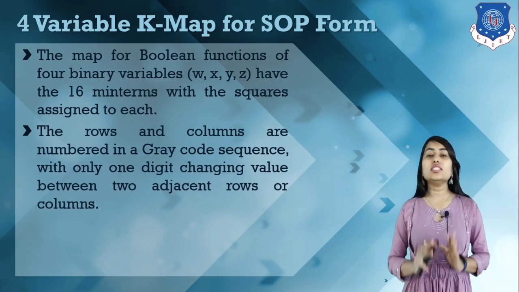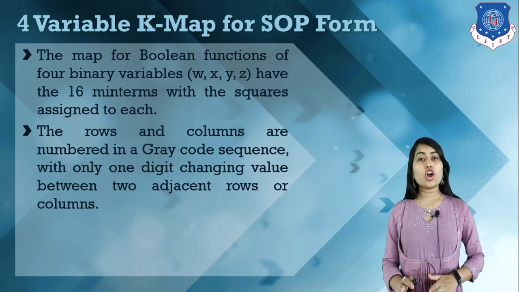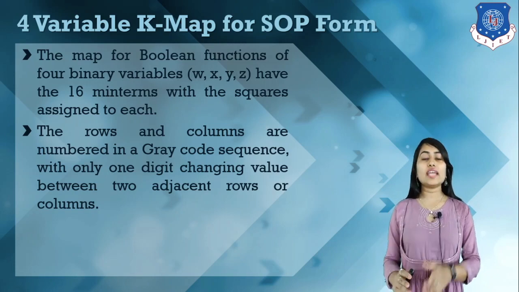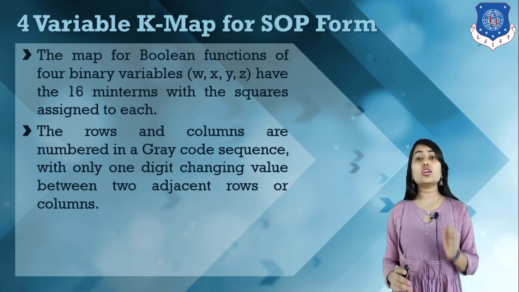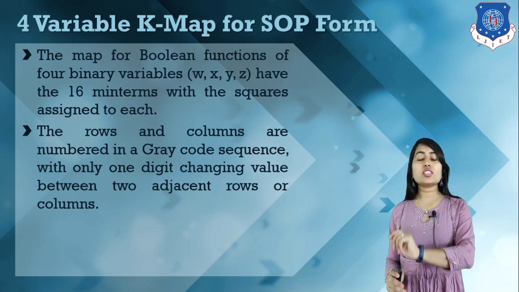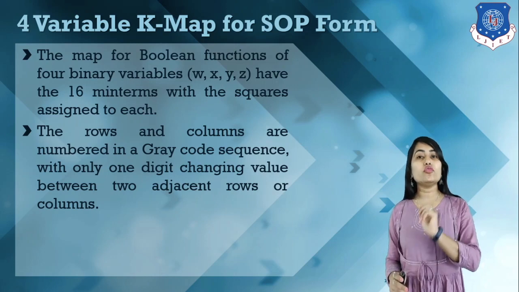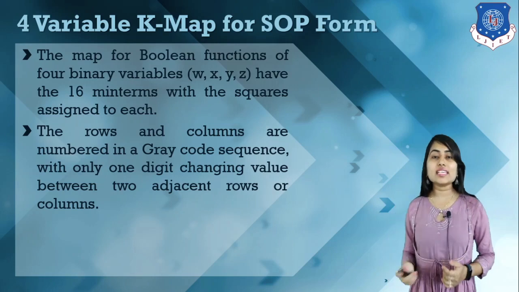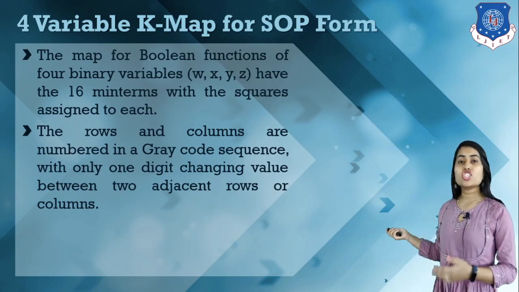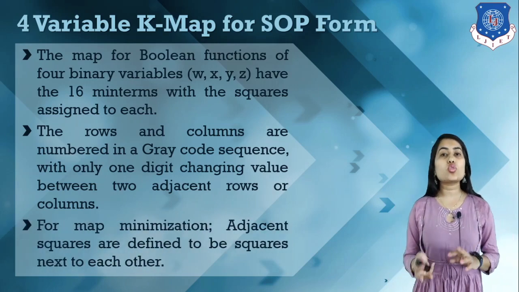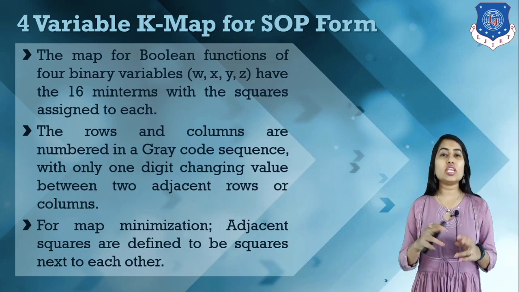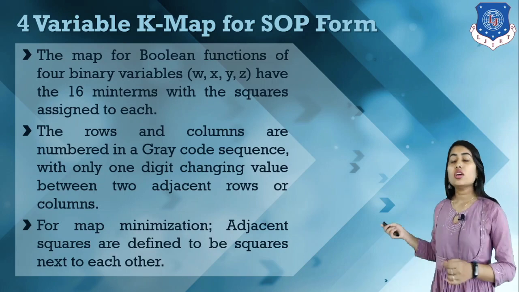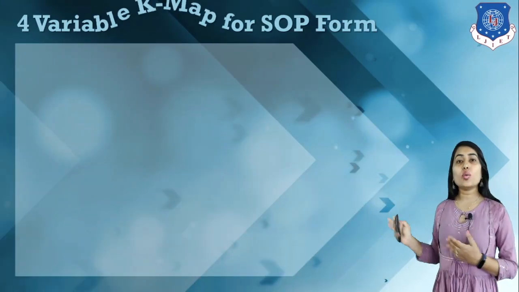In this K-map, rows and columns are in a gray sequence format. As we know, it is necessary to write combinations in each and every square which differ by only one bit, so here also we write combinations in a gray sequence. For map minimization, adjacent squares are to be considered, and then we can make groups and write the logical functions. Here is our K-map.